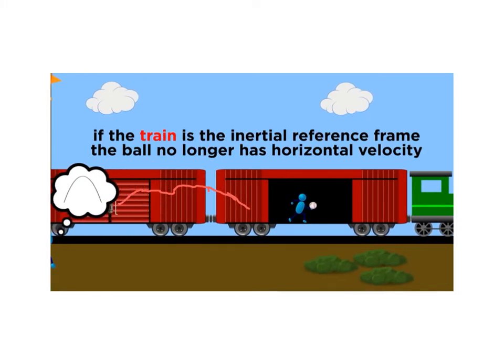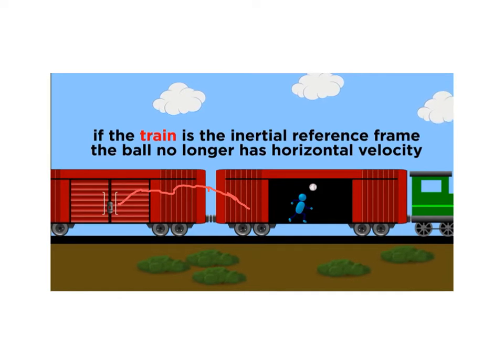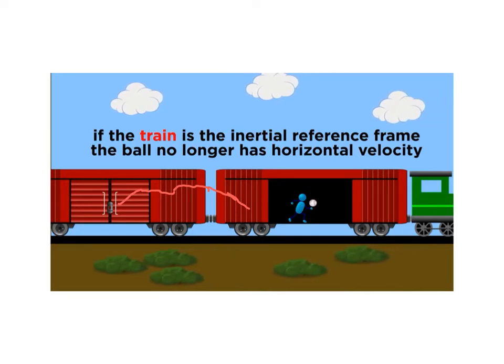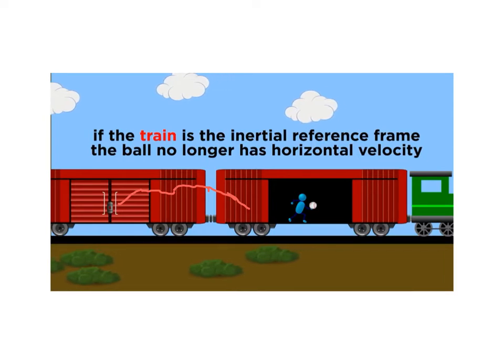But if you are inside the inertial reference frame of the train, the train is not moving at all. It is the surroundings that are moving. So the ball no longer has any horizontal velocity, only the vertical velocity you impart to it by moving your arm to throw the ball.